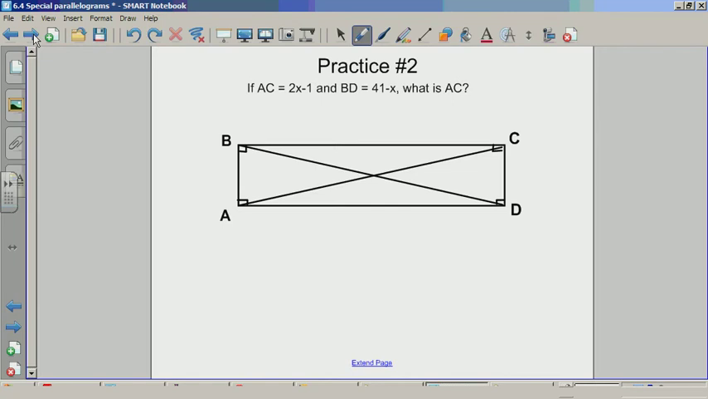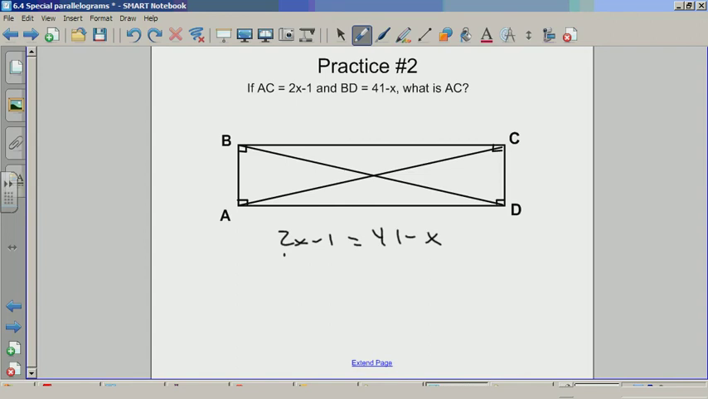Problem number 2. I know AC is 2x minus 1, BD is 41 minus x. Pause the video and solve for AC. Pause now. Okay, we know that the diagonals of a rectangle are congruent. If they're congruent, then we can set them equal to each other. So 2x minus 1 is equal to 41 minus x.